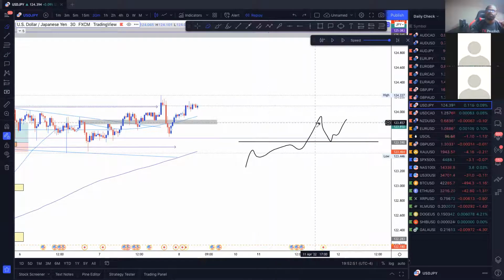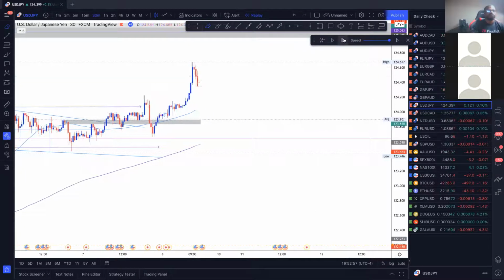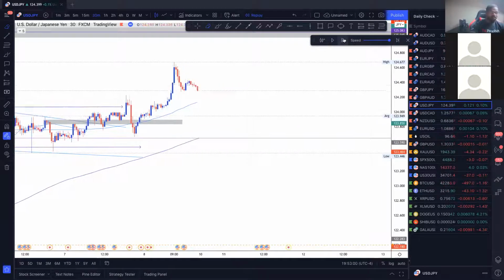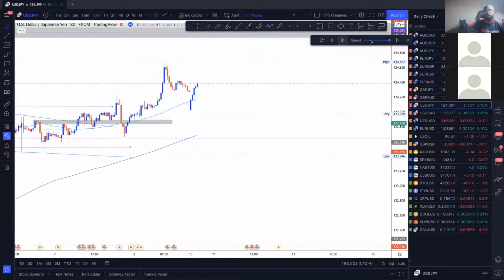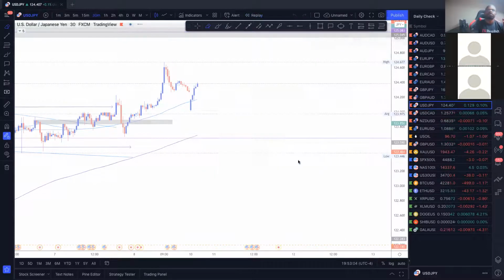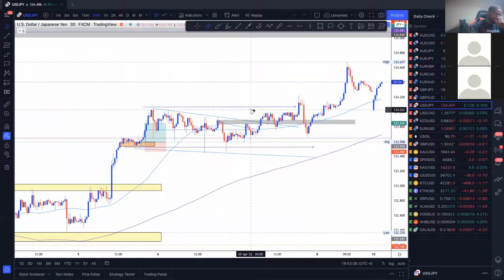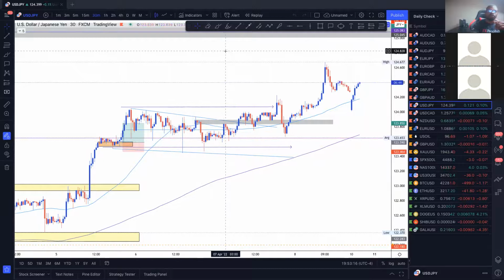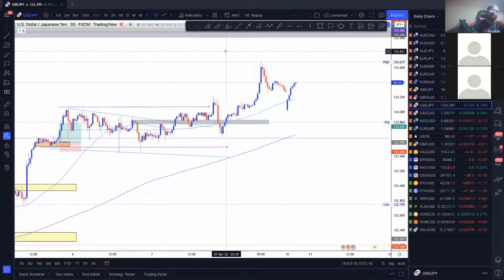All right, so let me delete that, and after that, of course, this thing continued to create a higher high. So patience and understanding structure are very important. So that's another example of how to take advantage of entering on a buy to sell or sell to buy zone.